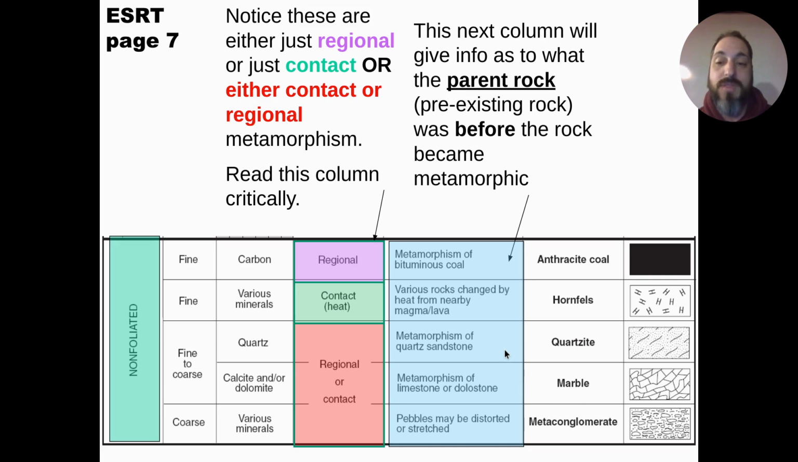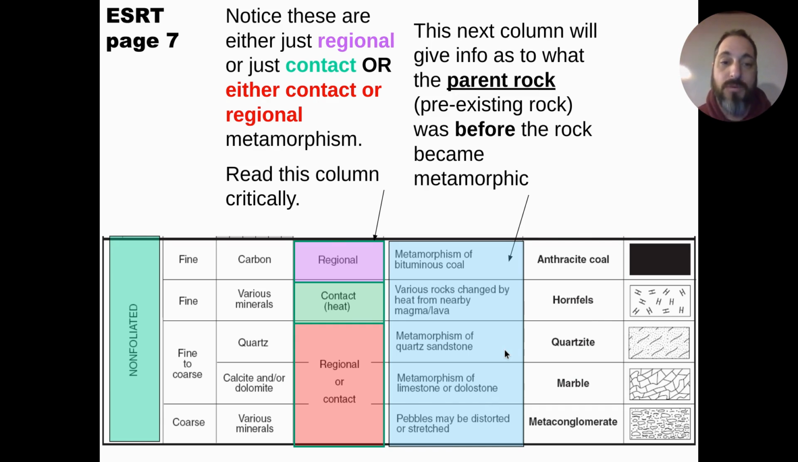All right, notice how in this one for the non-foliated, they can be both regional or contact, or both, depending on which rock we're looking at, for how they were formed. The next column, that one in blue right there, is going to give you information about what the parent rock was. Now, that's going to be the most important thing when looking at these rocks and trying to identify them, is what they were before.